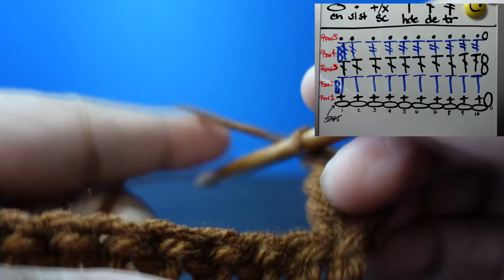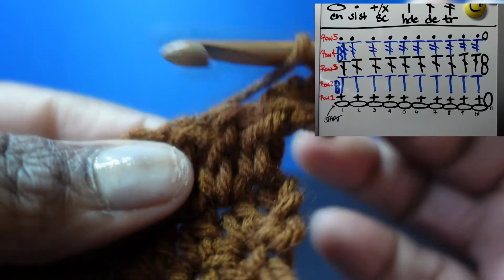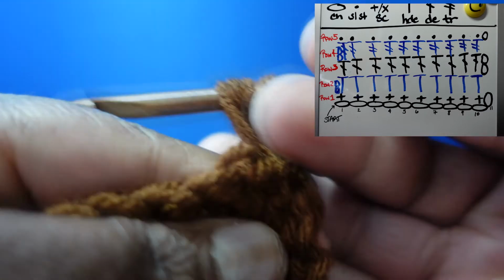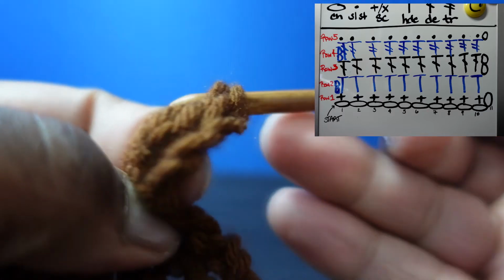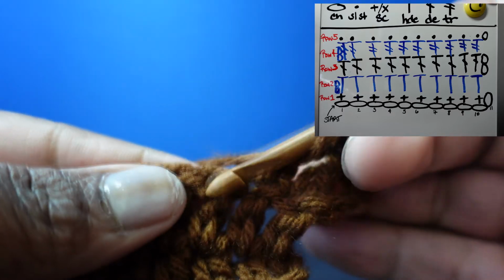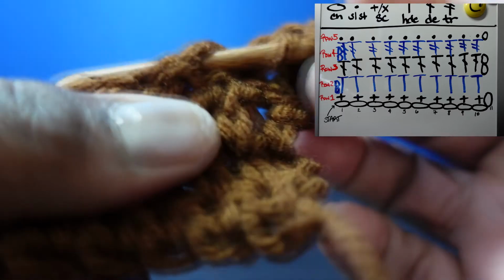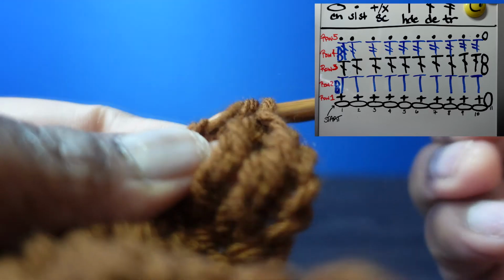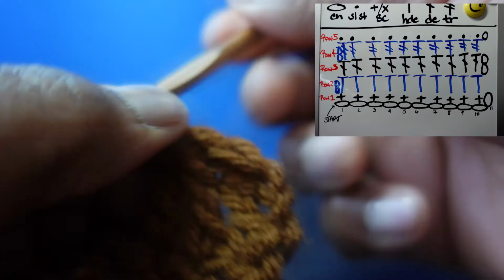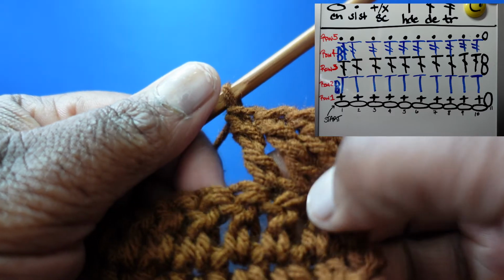Alright, let's do another one. Yarn over twice, 1, 2, enter the stitch, yarn over, pull through to the front, yarn over, go through 2, yarn over, go through 2, and yarn over, go through 2. Yarn over, go back into the next stitch, yarn over, pull through to the front, yarn over, go through 2, yarn over, go through 2, and yarn over, go through 2. Okay, so these are treble crochets.